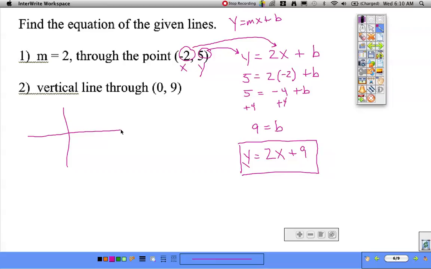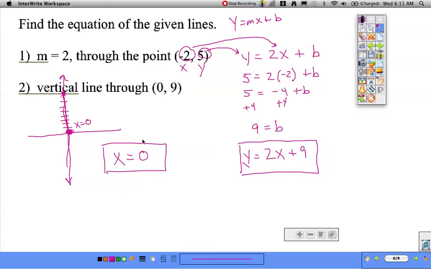Vertical and horizontal lines I like to sketch. If it's a vertical line through 0, 9, 1, 2, 3, 4, 5, 6, 7, 8, 9, I have a vertical line going down through the y-axis. Well, that's hitting the x-axis at 0. So the equation of that line is x equals 0.